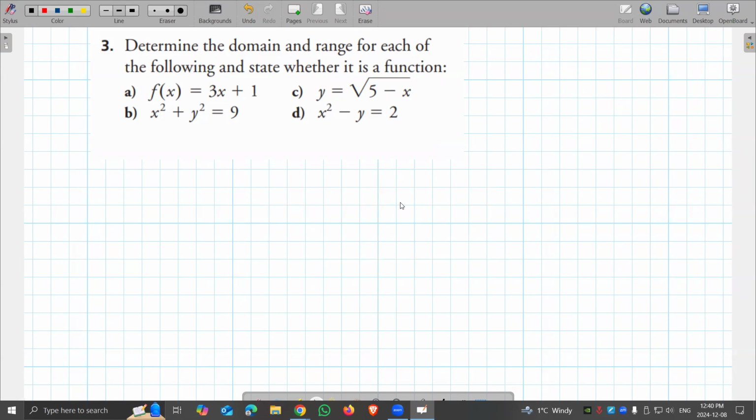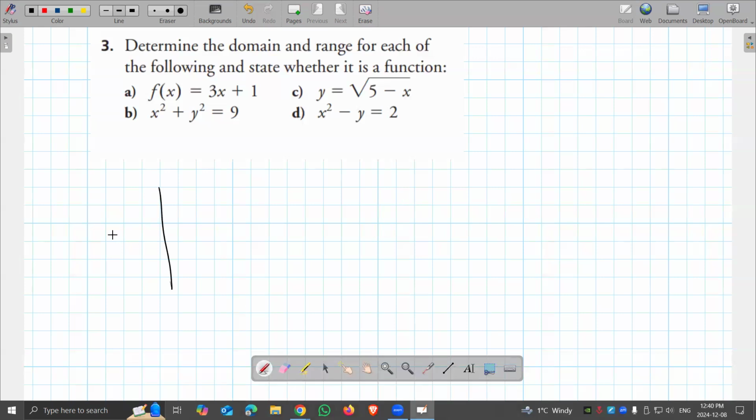So B is a circle, remember? So it's not a function. What's the radius of the circle in B? It's 3, so the domain is going to be -3 to 3. The range is also going to be -3 to +3. It looks like this. So this is your domain, and this is your range. That's the radius of the circle.